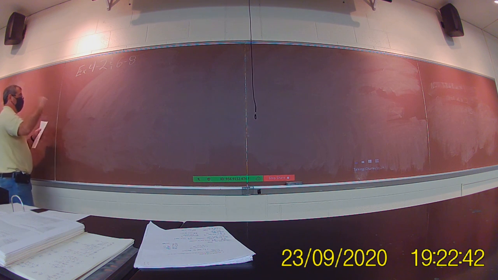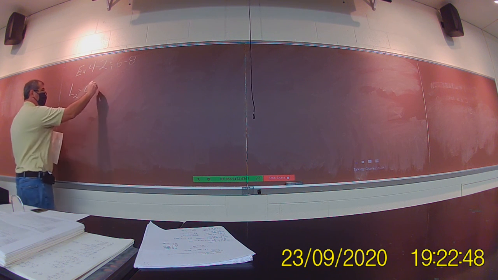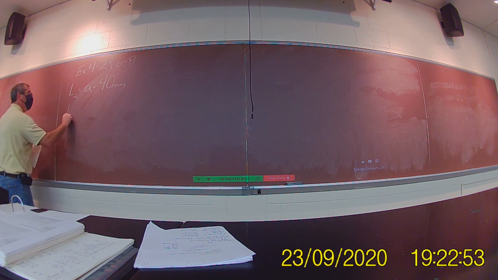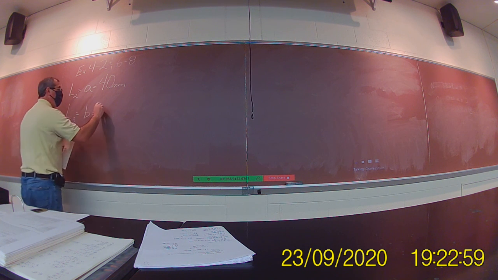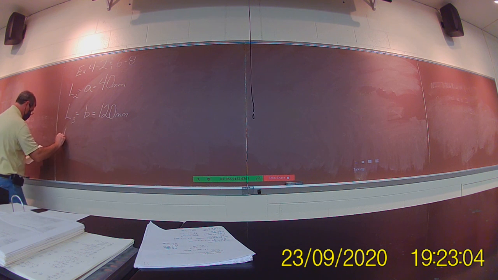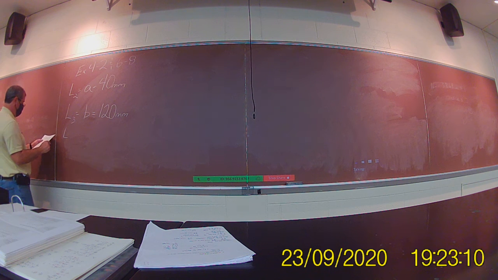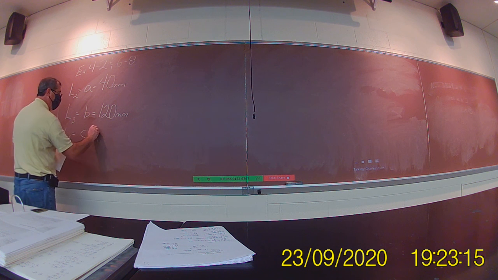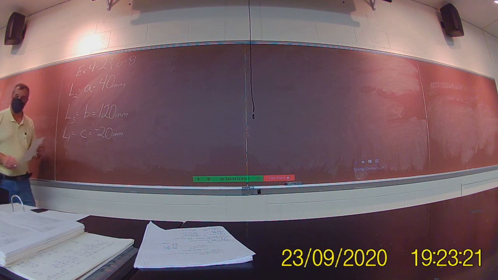And we're given the following. L sub 2, which we often call A, is 40 millimeters. L sub 3, we often call B, is 120 millimeters. L sub 4, C, is -20. So this is an offset crank slider or slider crank mechanism.